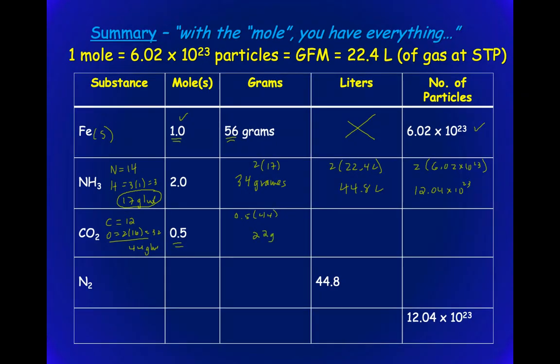And I would multiply a half times 22.4 liters, and that would give me 11.2 liters of CO2. Of course, I would take 0.5 times 6.02 times 10 to the 23rd, and I would get 3.01 times 10 to the 23rd. What you can do is I'll let you finish these here, and check that out.